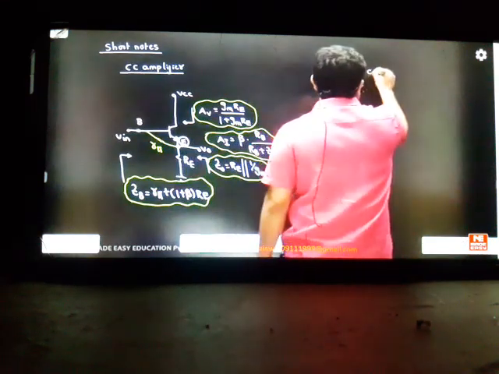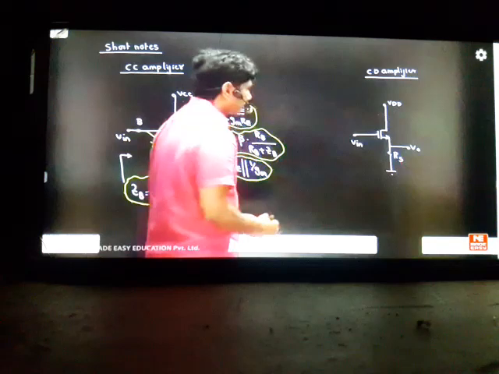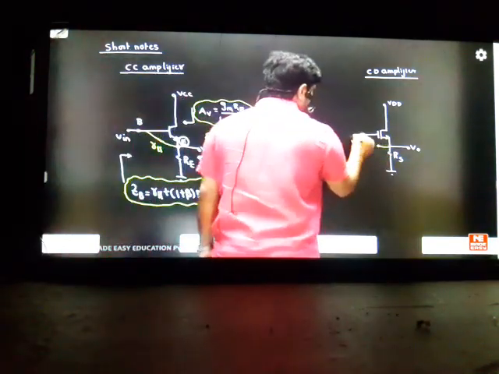Coming to the common drain amplifier. This is RS, and you're taking the output V0. This is VDD, and this is your input. This is the second model. In this case, we have an open at the gate point.